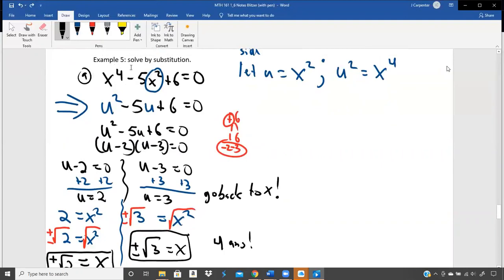So x to the 4th, x squared, because one of those exponents was twice the other, that told me this was in quadratic form and I can do a substitution. So we make our let statements. I do suggest writing these down initially.